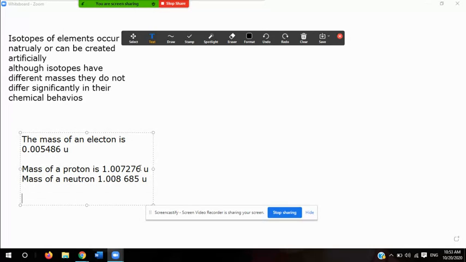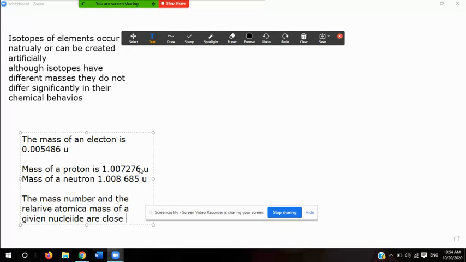And it's also good to understand that the mass number and the relative atomic mass of a given nuclide are quite close to each other.